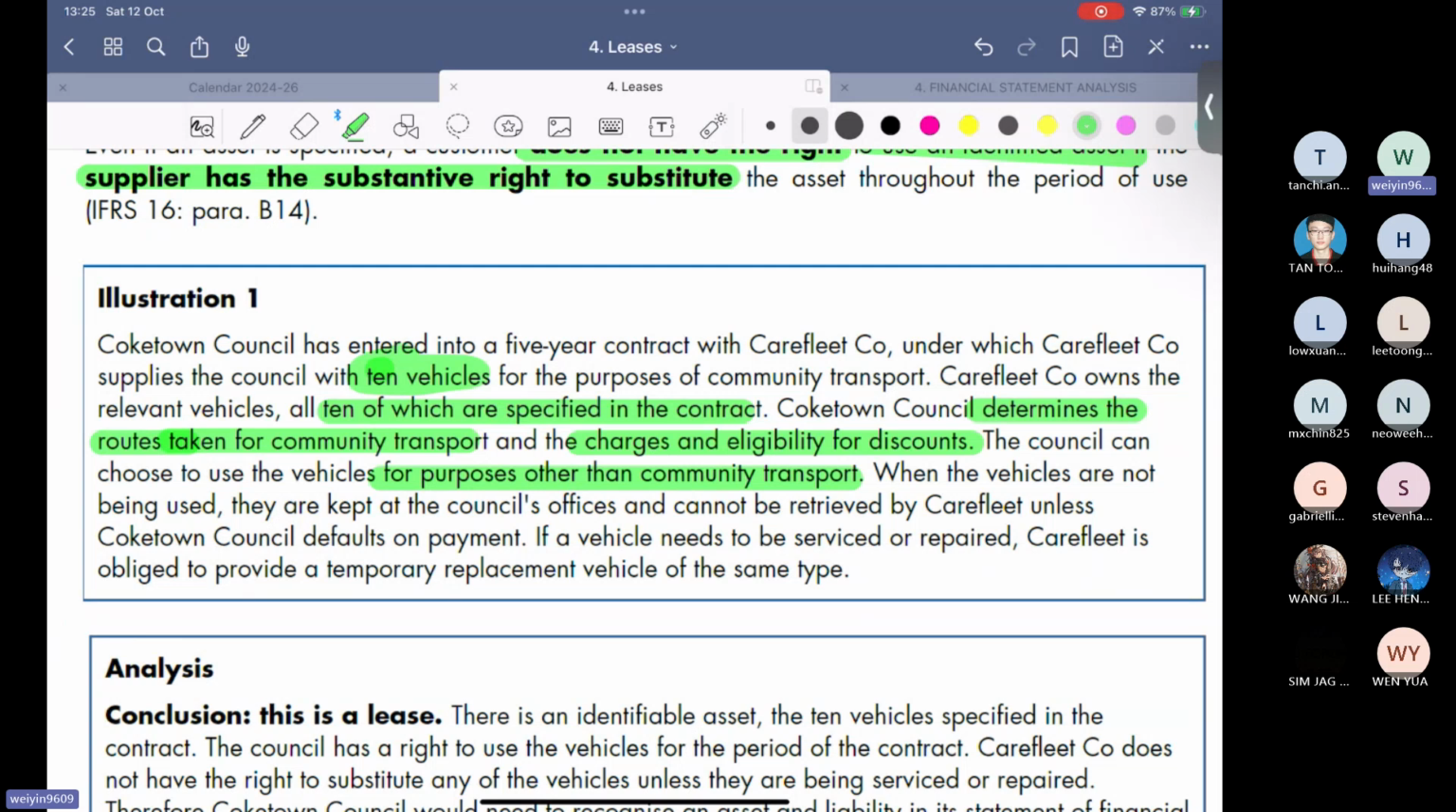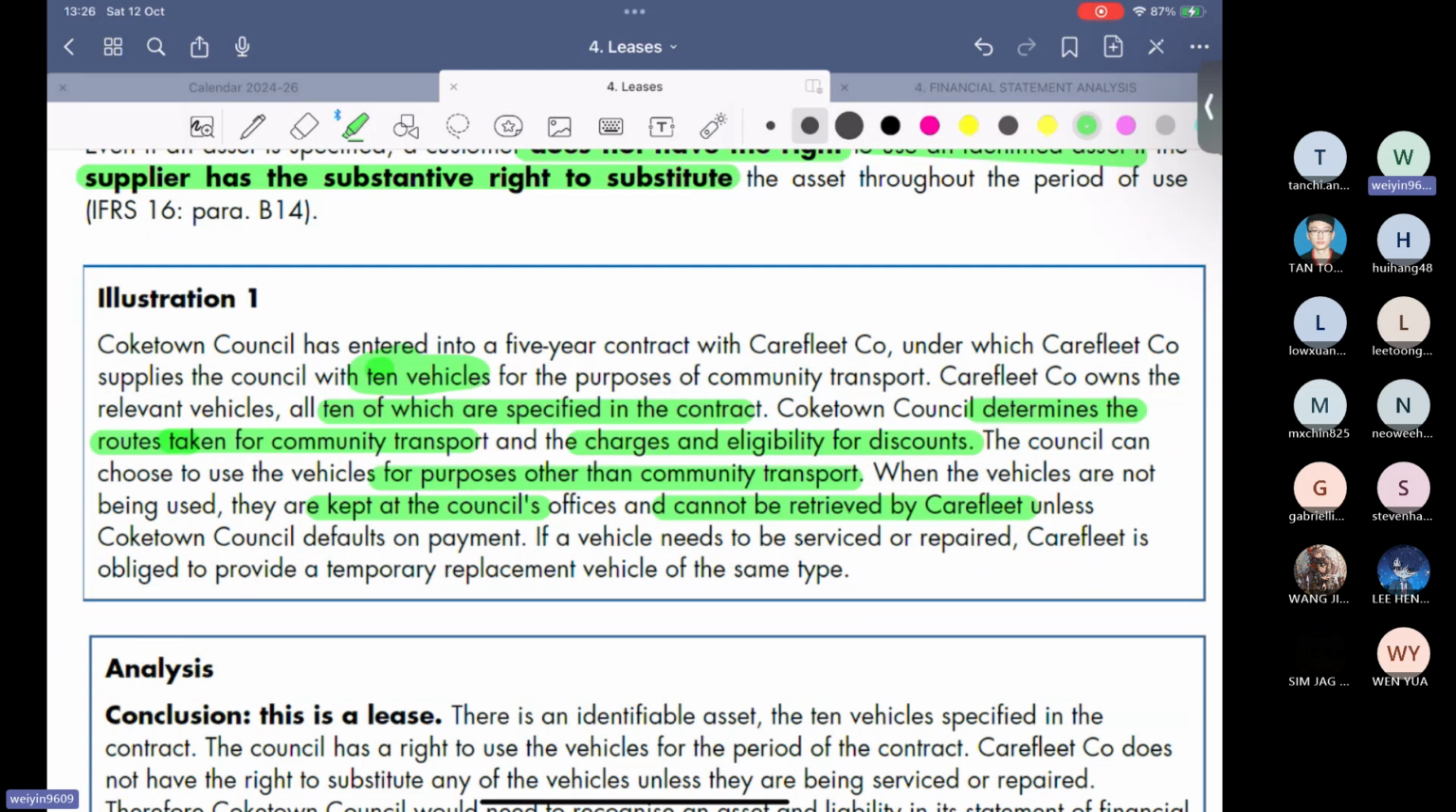When the vehicles are not being used, they are kept in the council office, so parked at DBKL, and cannot be retrieved. You look at this phrase: cannot be retrieved by Clarfeet unless Corktown defaults on payment, unless the council cannot pay, in which case Clarfeet has the right to take back. If the vehicle needs to be serviced or repaired, Clarfeet is the one to provide a temporary replacement vehicle of the same type.